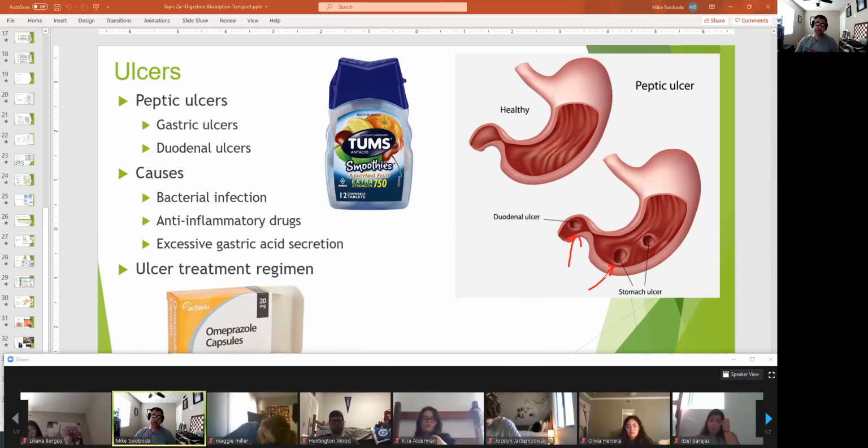These can also introduce really bad bacteria elsewhere in your body, like an H. pylori bacteria that survives in stomach acid can actually get out of the stomach through an ulcer, which you don't want it to do because that will wreak havoc on your body.